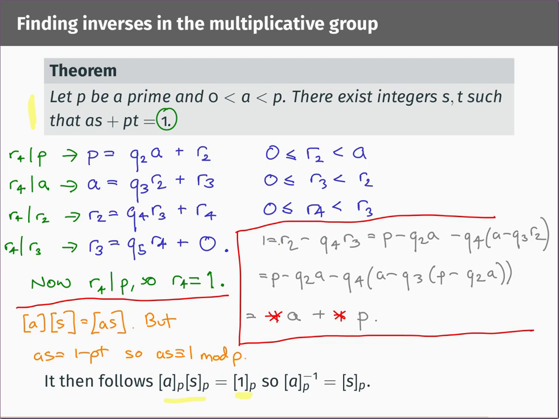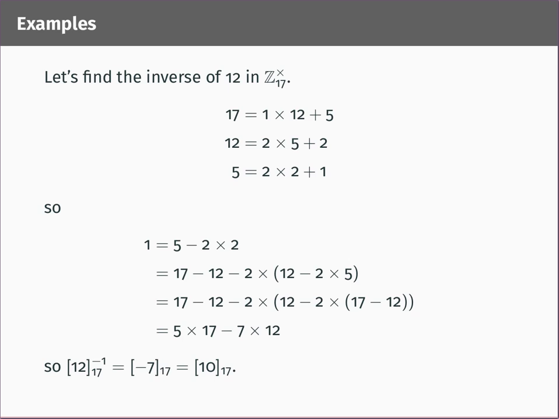So, if we want to find the inverse of a number A, or rather the class of A modulo a prime P in the multiplicative group, what we need to do is do this kind of chain of calculations and use it to write 1 as a multiple S times A plus a multiple T times P. And then the class of S will be the inverse of the class of A. So let's see that in action. We're going to find the inverse of 12 in the multiplicative group modulo 17.